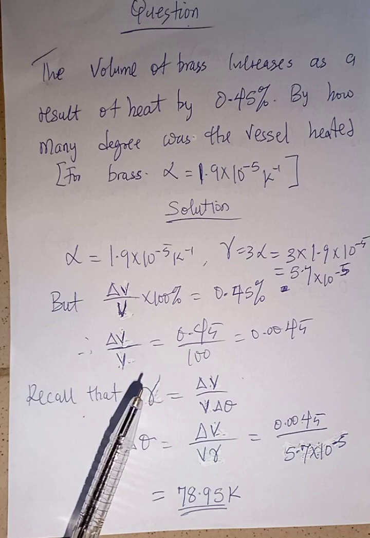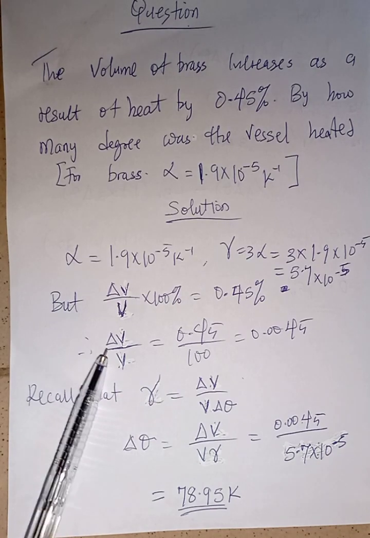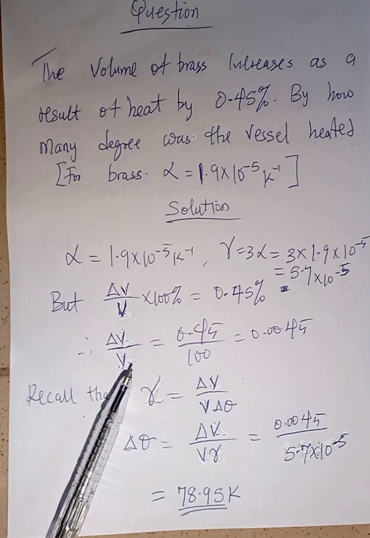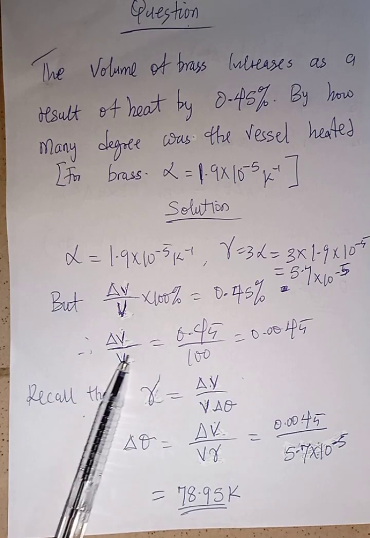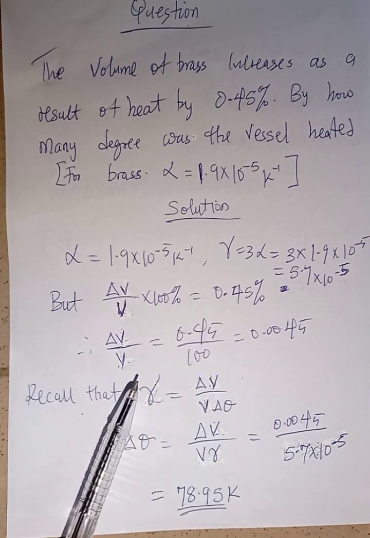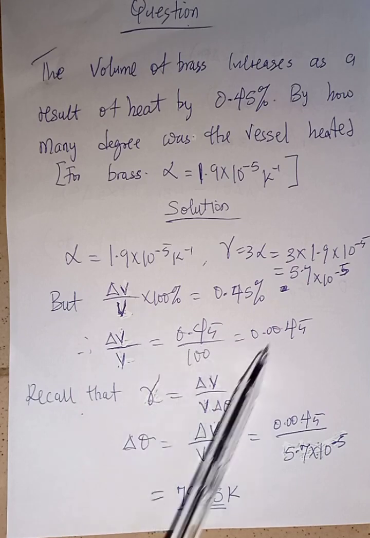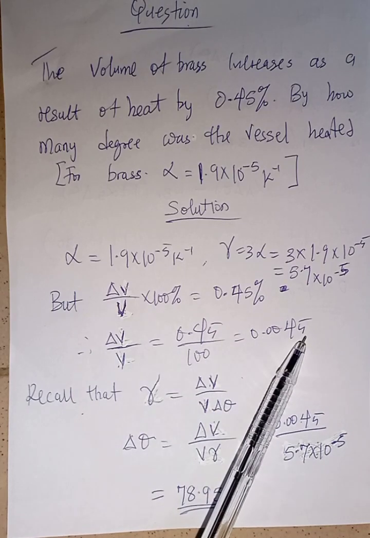It's not just any other fraction, it's called the fractional increase. Fractional increase in volume. Fractional increase in length is change in length over original length. So to get this fraction back, we have to divide this percentage by 100. Remember, to get a fraction from a percentage, divide the percentage by 100, which gives us 0.0045.